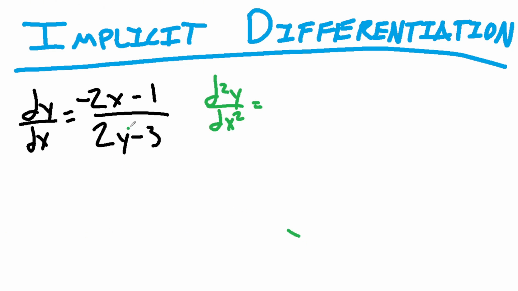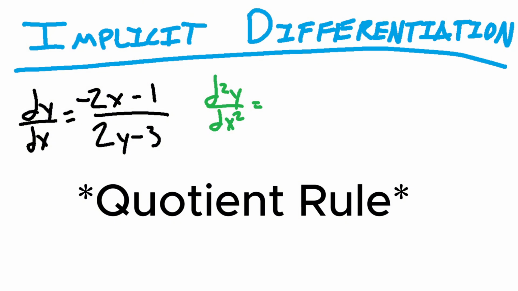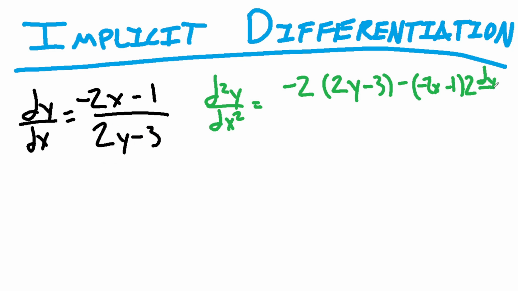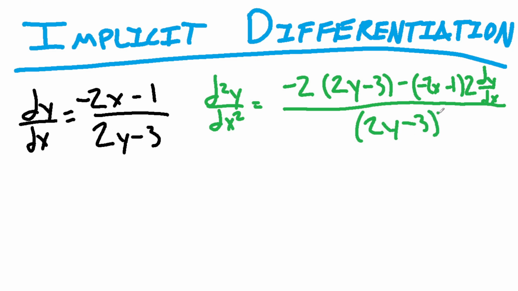So now let's use dy/dx and find its second derivative. So we have to use the quotient rule here. So what we're going to do is take the derivative of the top, which is negative 2, multiply it by the bottom, and then subtract the top as it is, and then multiply that by the derivative of the bottom, which is just 2. But it's not just 2, because when we take the derivative of 2y, we have to multiply it by dy over dx. So it's 2 times dy over dx. And then we're dividing that all by the bottom squared. So 2y minus 3 squared.